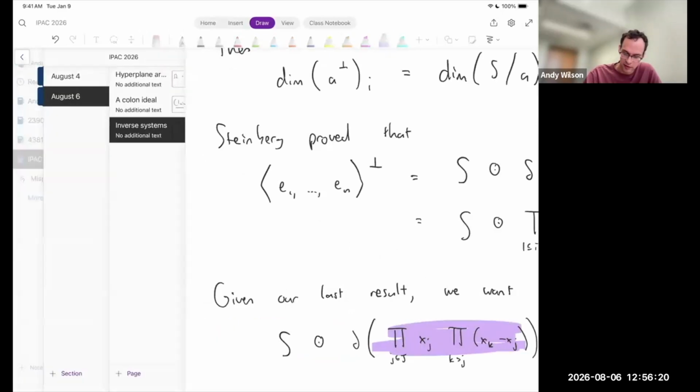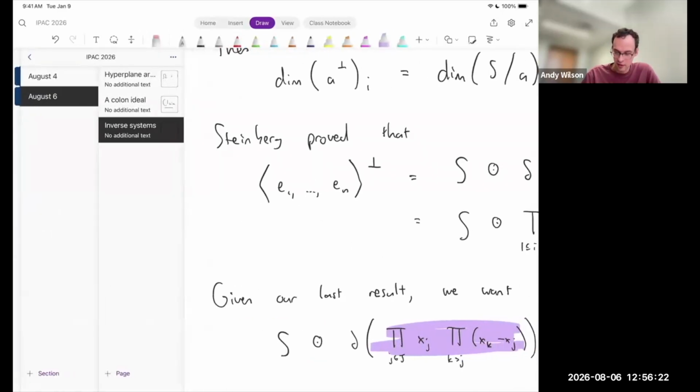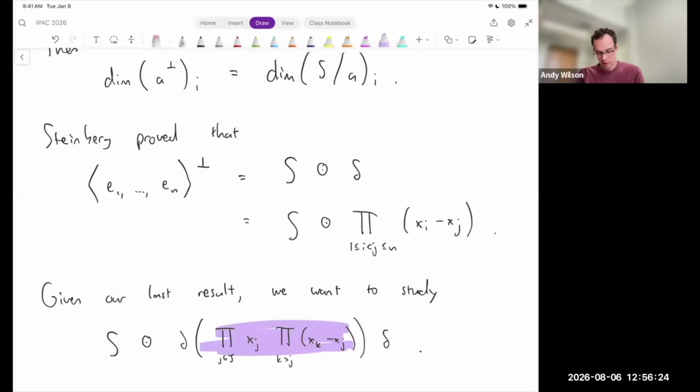So this maybe makes this colon ideal idea a bit more precise, that this tells you which partial derivatives of the Vandermonde to look at if you want to look at these J initial ideals.